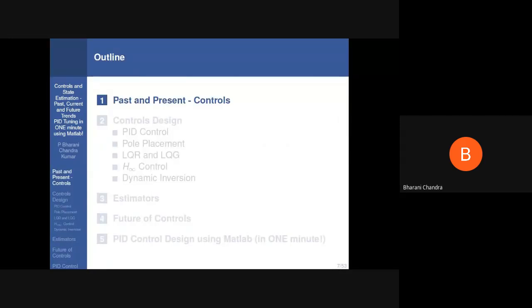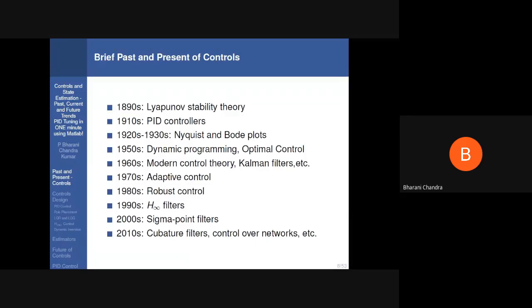And now the past and present of controls. This is a brief timeline. The Lyapunov stability theory was developed in the 1890s by the Russian mathematician Lyapunov to find the stability of nonlinear equations. Though it was in the 1890s, still now, when it comes to nonlinear stability theory, in 99% of cases researchers rely on Lyapunov stability theory to find the stability of the equilibrium points of nonlinear systems.